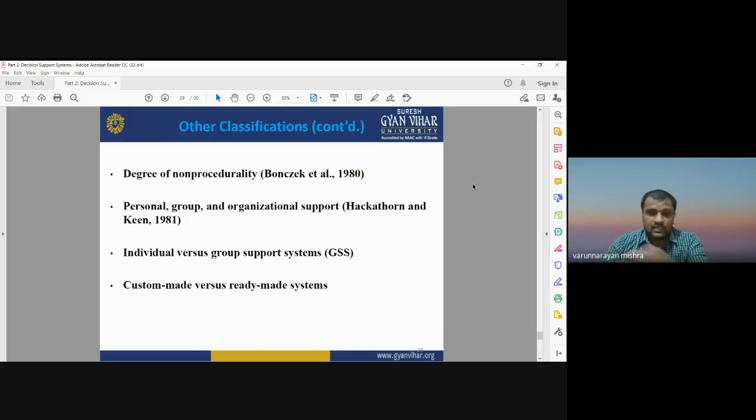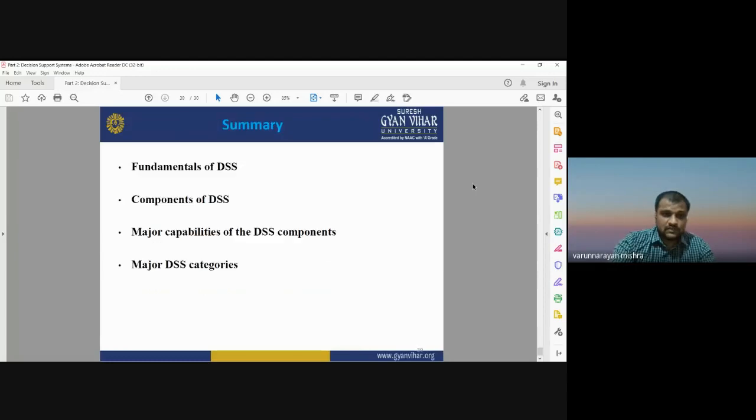So depending on the need, there may be several types of decision support system, and many classification systems. In today's lecture, we have discussed the fundamentals of decision support system, several components of decision support system, the major capabilities and characteristics of the decision support system, and how to categorize the decision support system on the basis of their need, their data set, or the requirement of the problem, or the type and nature of the problem.